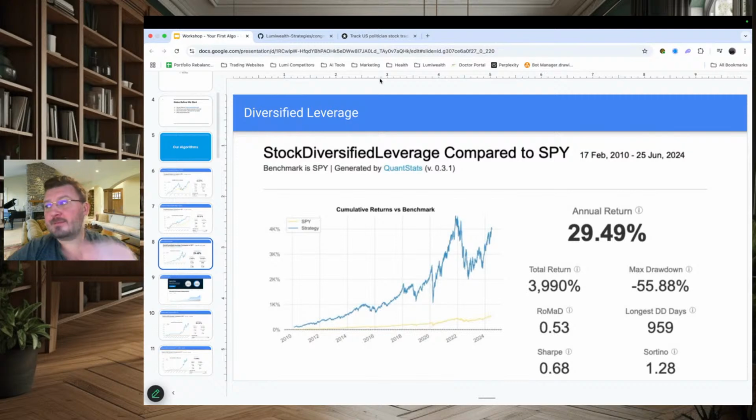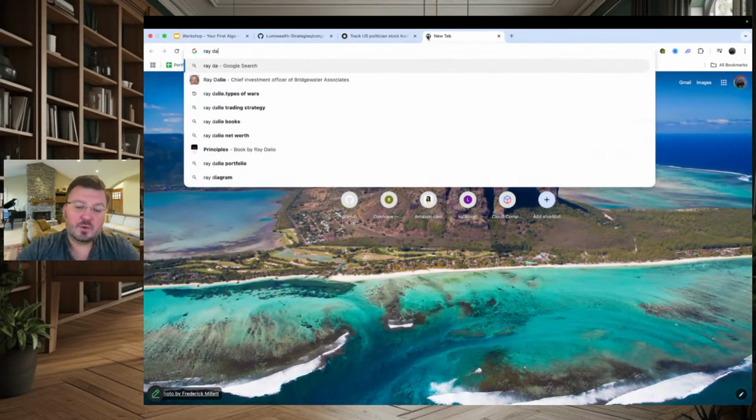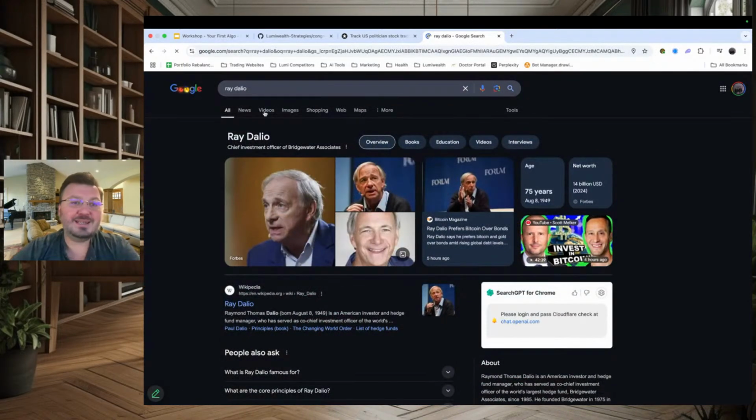Here's another bot that we worked on. This we call our diversified leverage bot. Okay. So diversified leverage is basically a bot where we initially started off with Ray Dalio's proposition. So Ray Dalio.